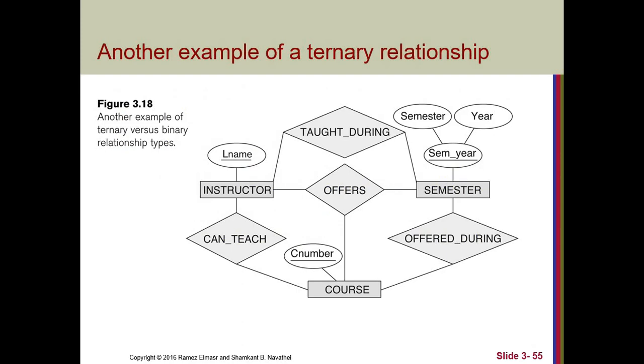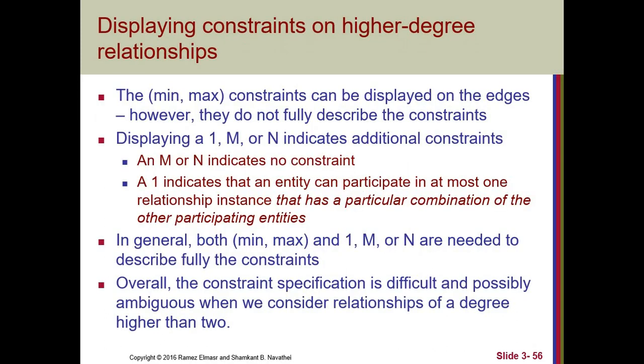Offers connects to course, semester, and instructor. 3 connections, but visibly different than our prior example. Offers would be considered a ternary relationship. Constraints are important to fully understand relationships.